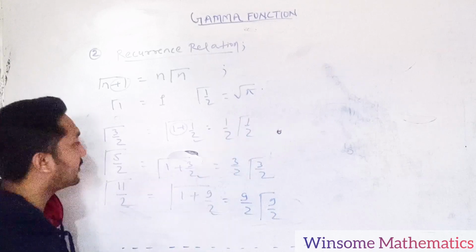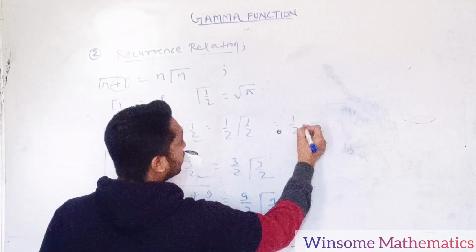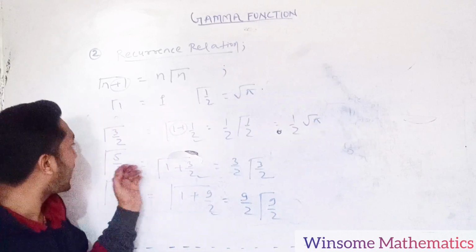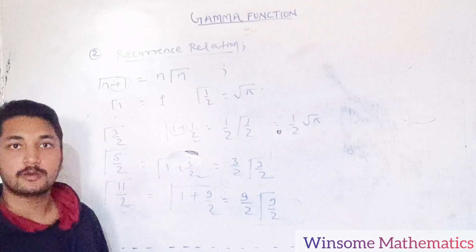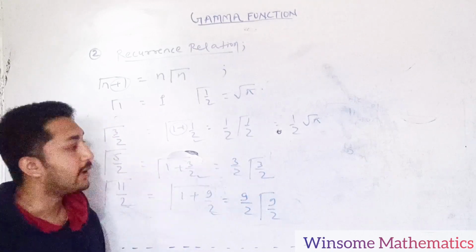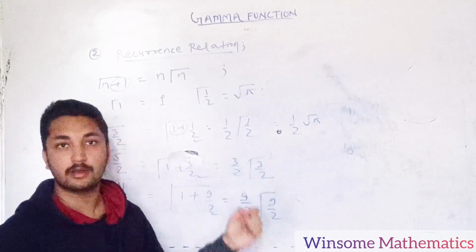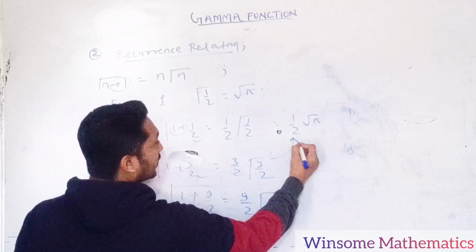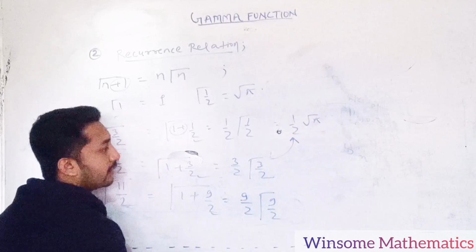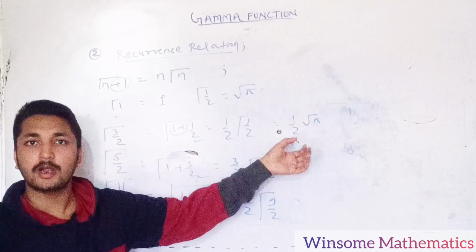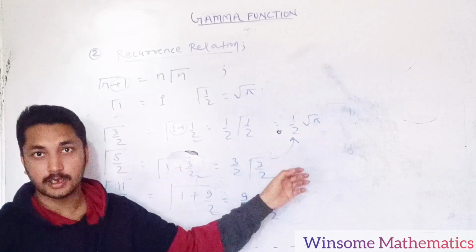So we can easily write 1 by 2 root pi. We have found the value of gamma 3 by 2, but not in the case of 5 by 2. How will we solve it? So we will put this result here directly. Whenever gamma 3 by 2 comes, we can put the result 1 by 2 root pi. Simple.